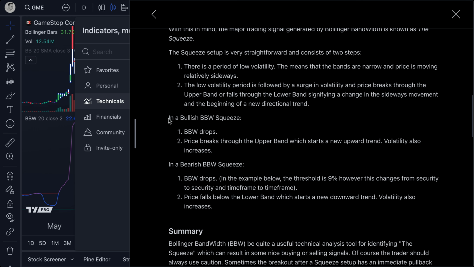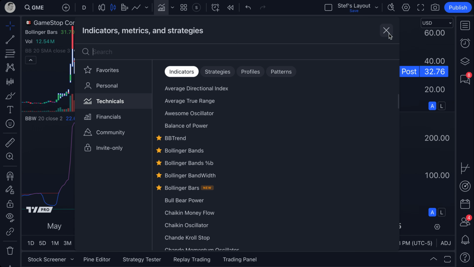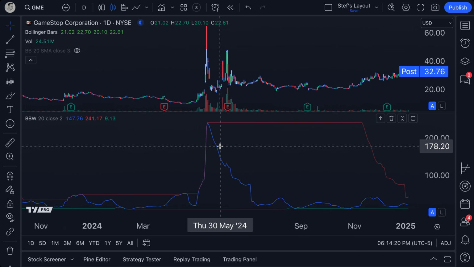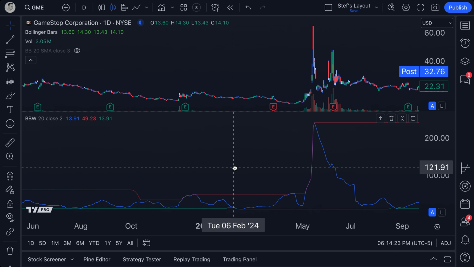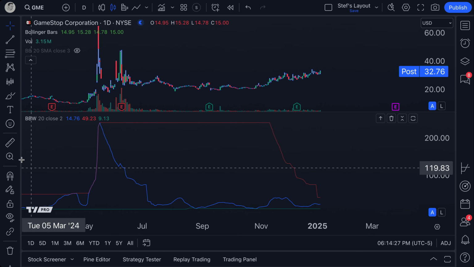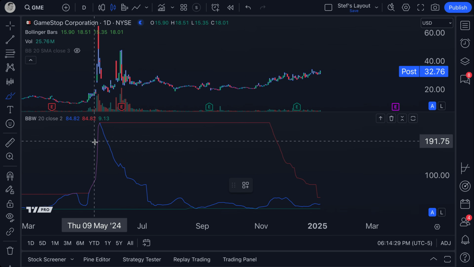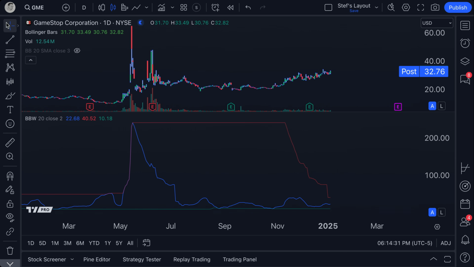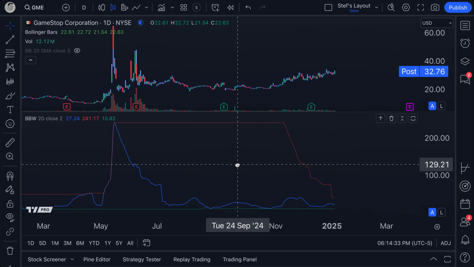Now, this isn't an exact science. It doesn't always work out like that. If you do your research, you might see it a different way. But the point is, no matter how you utilize it, there's something to be said about the bandwidth shrinking and contracting, and then the bandwidth expanding during very large moves. So let's just now dive into this indicator a little bit more deeply.